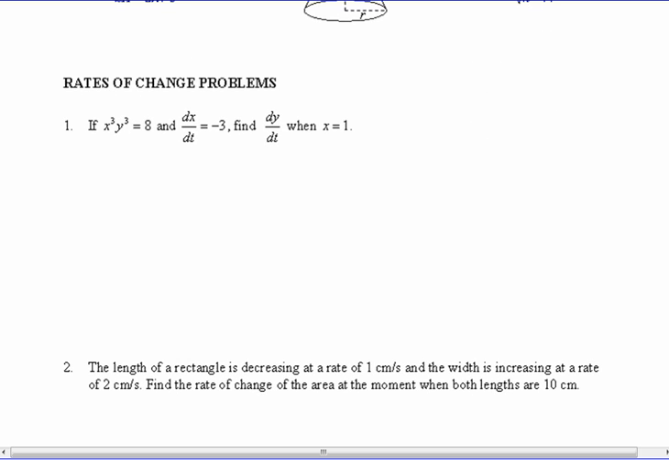Okay, let's start with this basic example. If x cubed y cubed equals 8, dx/dt equals -3, find dy/dt when x equals 1. We don't need to eliminate any variables here because they give us dx/dt, we're looking for dy/dt, and x and y are the variables in the equation. So we want to find the change of y with respect to time. Our step is we're going to differentiate this equation first. How would I differentiate this? Product rule. Okay, so derivative of the first.